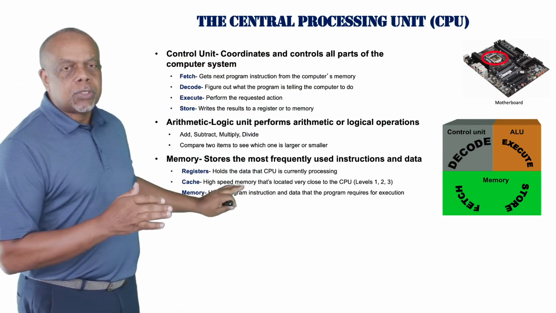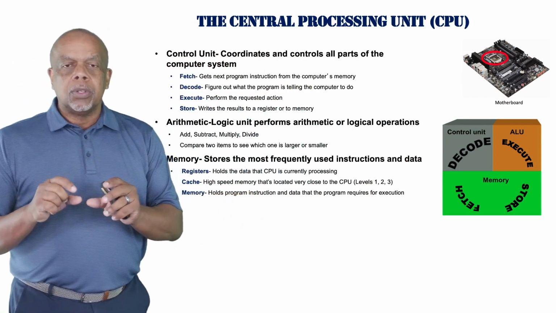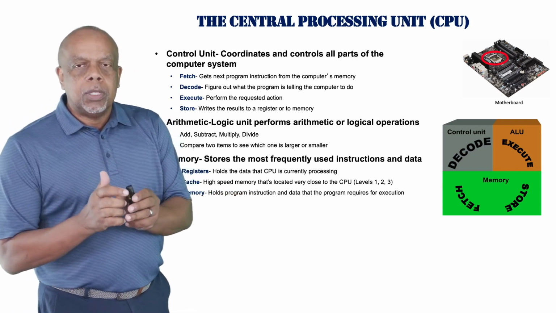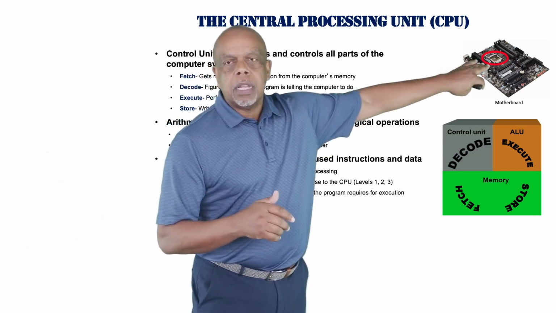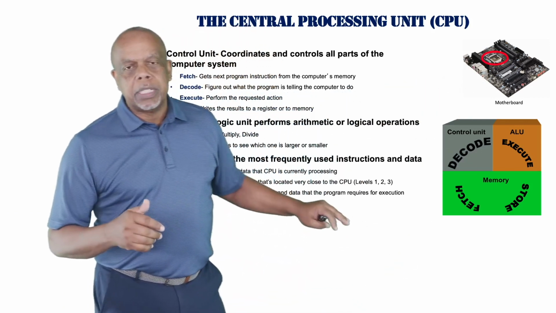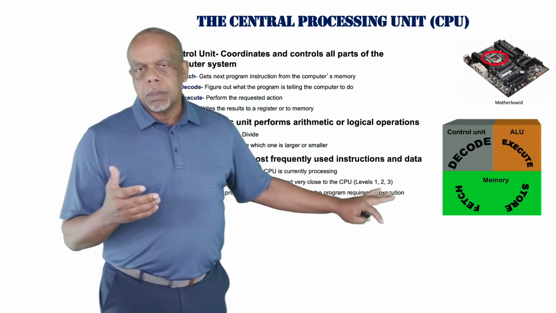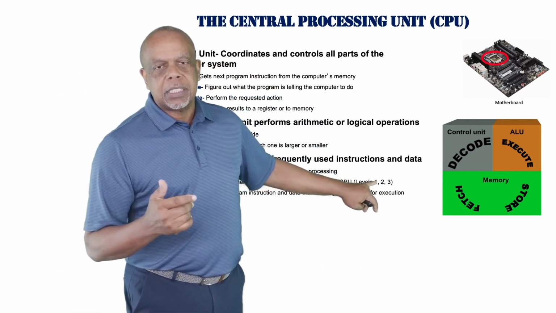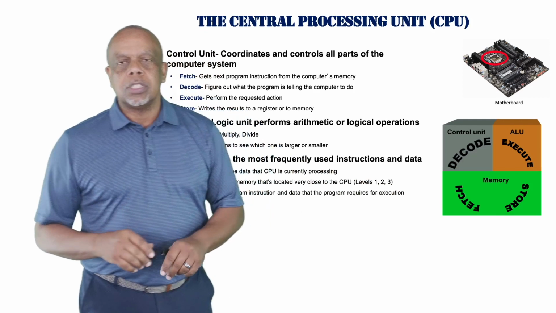Now cache, that's really high speed memory that's located very close to the CPU. Sometimes you may have it on the CPU itself, and sometimes it's located really close on the motherboard. Three levels of cache: level 1, level 2, level 3. Level 1 is the fastest, level 2, and then level 3 is the slowest.